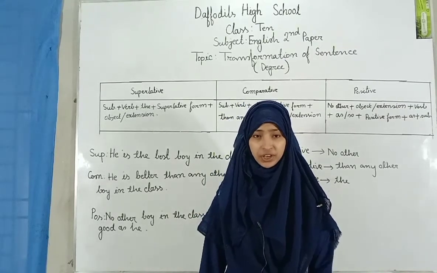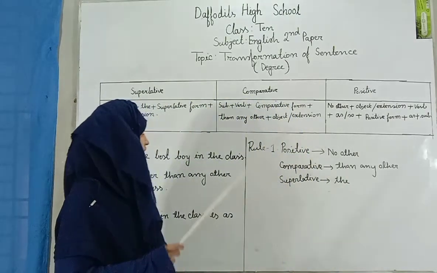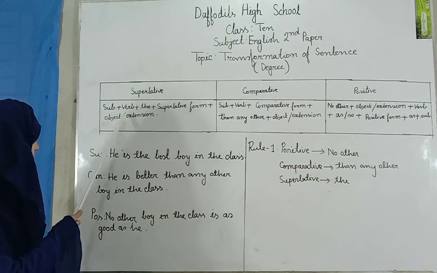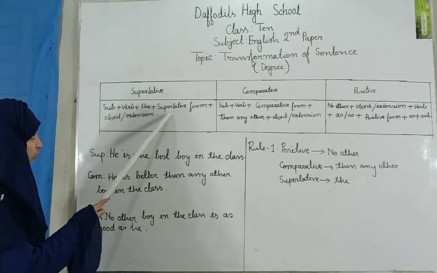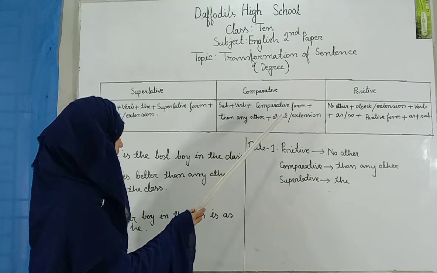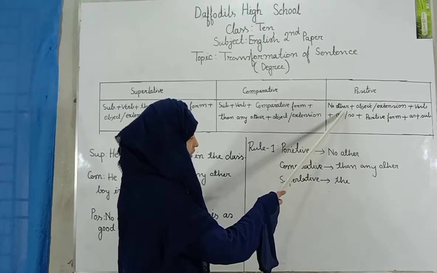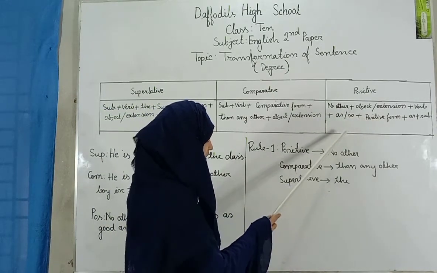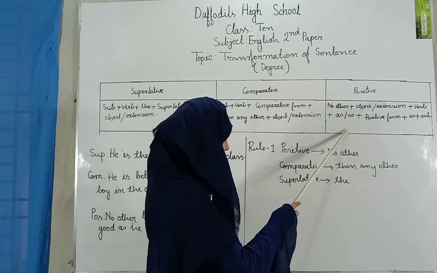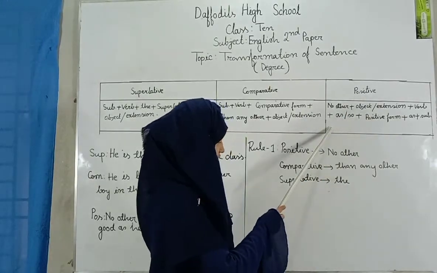Now we are going to discuss three rules on changing degree from one form to another. Dear students, here I have drawn a chart for better understanding. Look at the chart. Superlative degree is made with the structure of subject plus verb plus the plus superlative form plus object or extension. And comparative: subject plus verb plus comparative form plus than any other plus object or extension. And in positive degree: no other plus object or extension plus verb plus as or so plus positive form plus as plus subject. Here it is noted that to keep the meaning the same, in positive degree you have to change the position of subject and object.